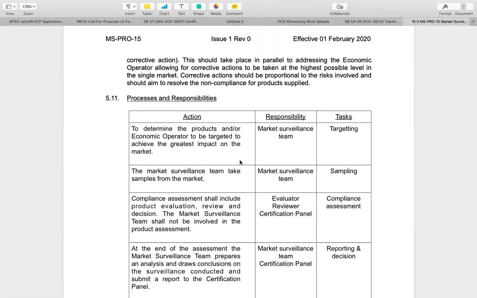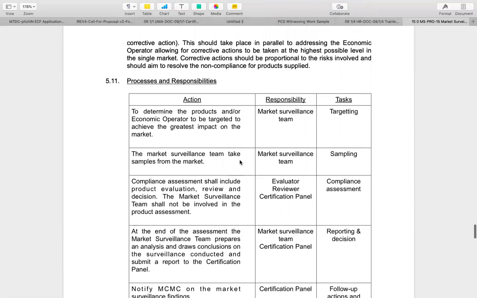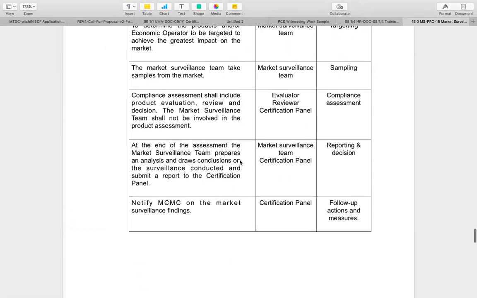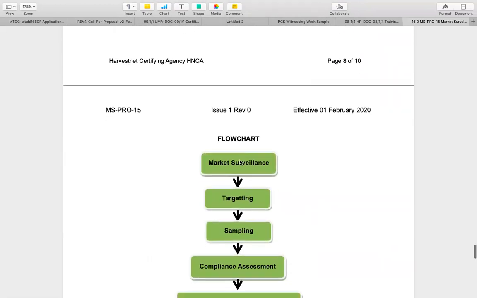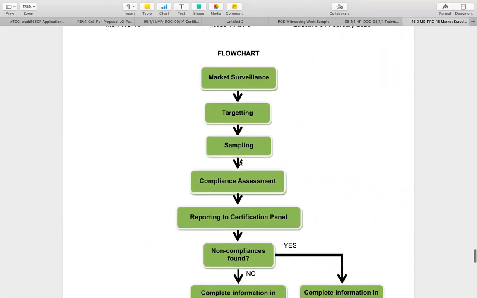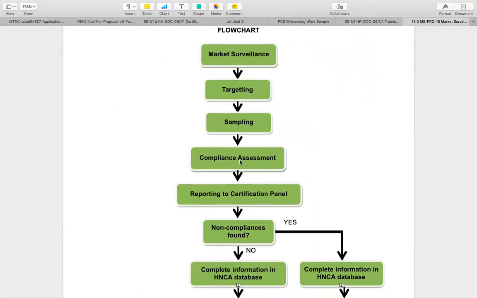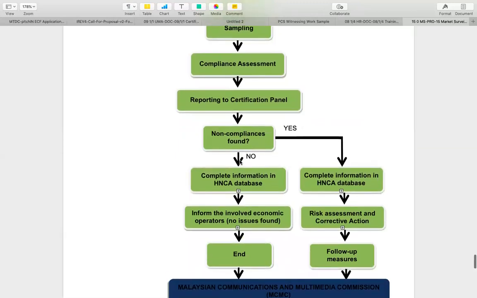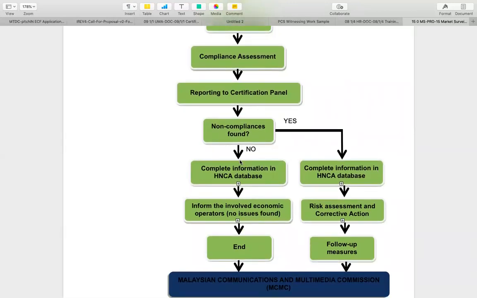Other than that, these are the process responsibilities I've explained just now. There's a flow chart on the market surveillance processes. Here we do not take any action on the non-compliances, we just report them.